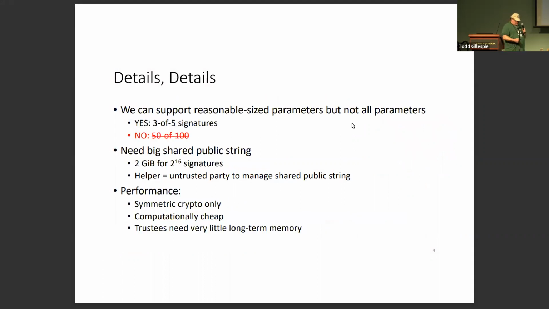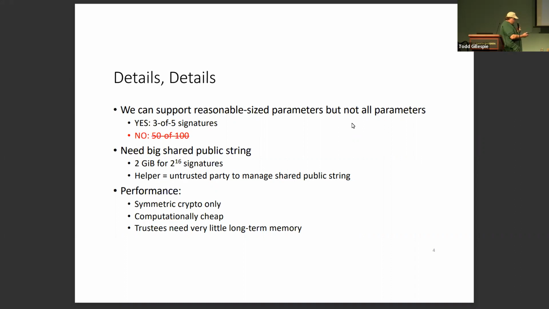So some details of our scheme that aren't super important. We can support reasonable size parameters like 3 of 5 or 3 of 6 signatures or 6 of 6 signatures. If you want 50 of 100 signatures, you can't do it with our scheme. It's just not practical. You could do it, it would just be horrible. We need a big shared public string, and it'd be about 2 gigabytes for 2 to the 16 signatures. And in the paper, we show some ways that you can get around that. You could just use a cloud service provider.